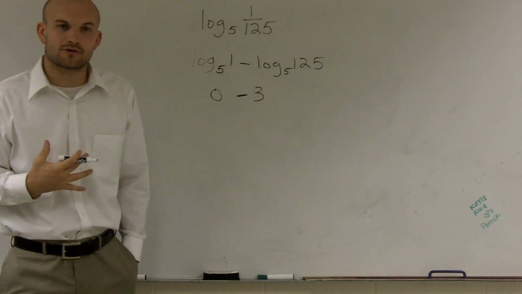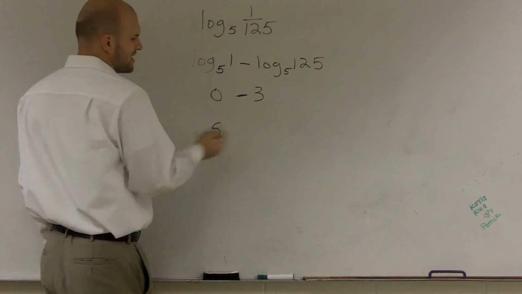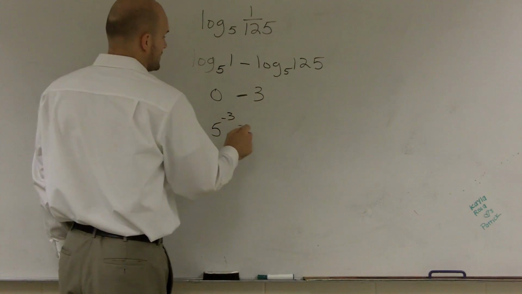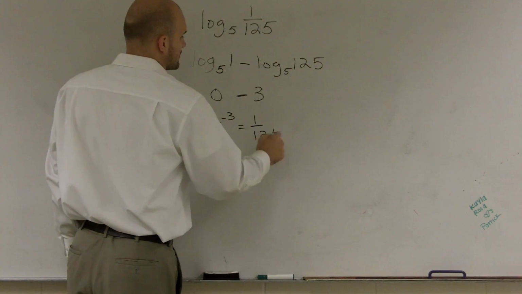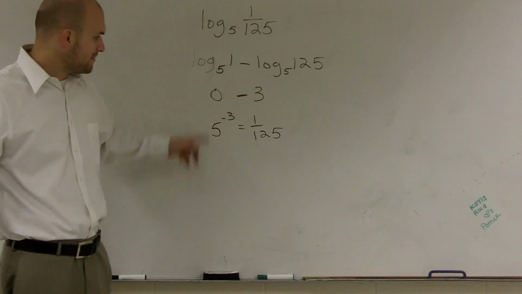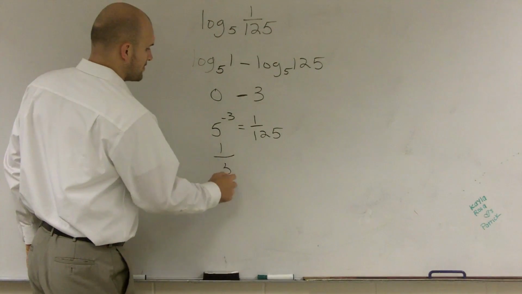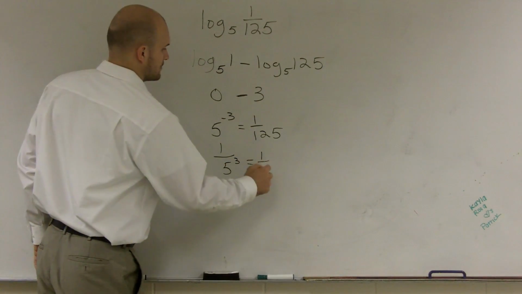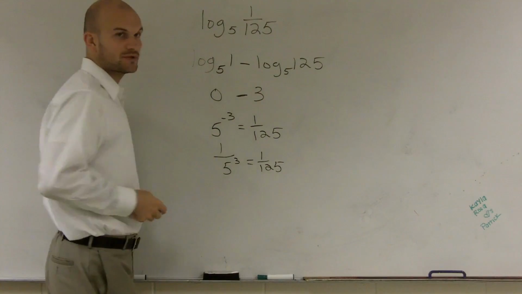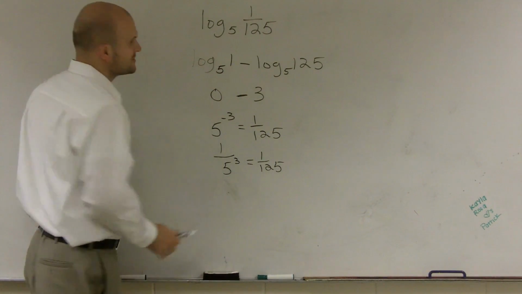And that's how you evaluate a logarithm like that, which you also could have done in your head. And if you check it, 5 to the negative 3 equals 1 over 125. Really? Well, remember, I can always rewrite the negative exponent as 1 over the positive exponent. And is 5 cubed 125? Yes, sure. So therefore, it is true. It does work.